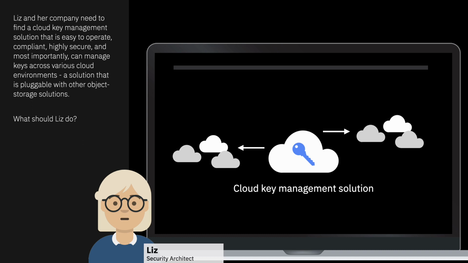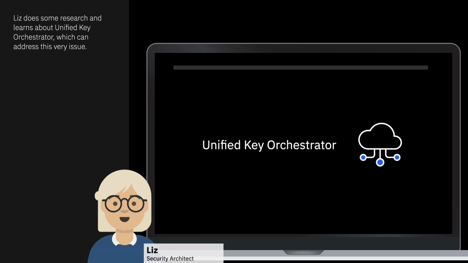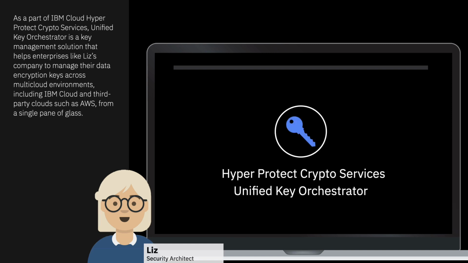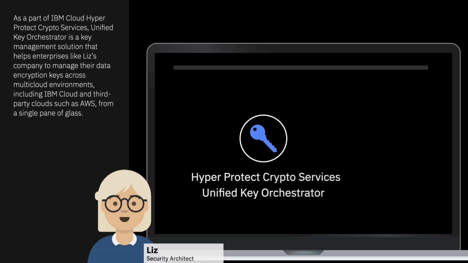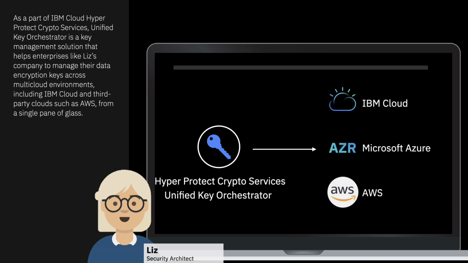What should Liz do? Liz does some research and learns about Unified Key Orchestrator, which can address this very issue. As part of IBM Cloud HyperProtect Crypto Services, Unified Key Orchestrator is a key management solution that helps enterprises like Liz's company manage their data encryption keys across multi-cloud environments, including IBM Cloud and third-party clouds such as AWS, from a single pane of glass.